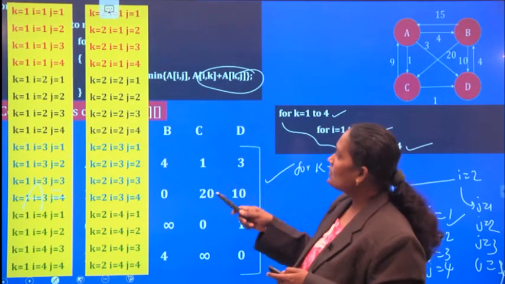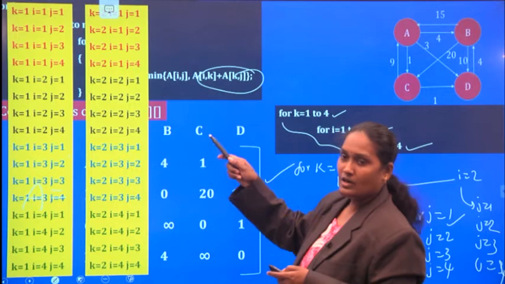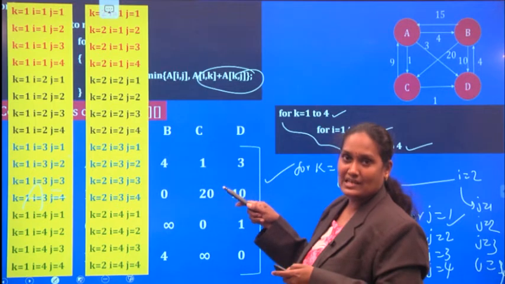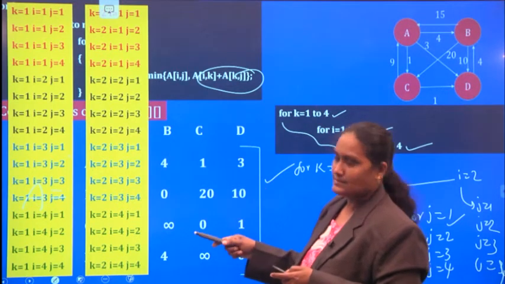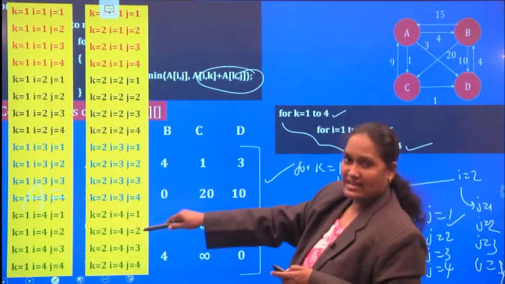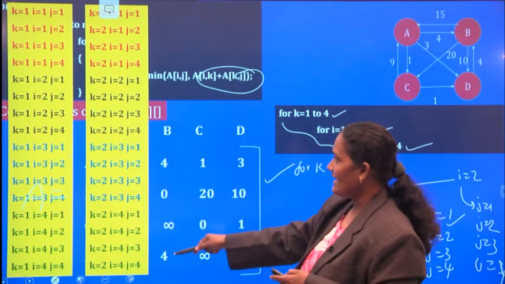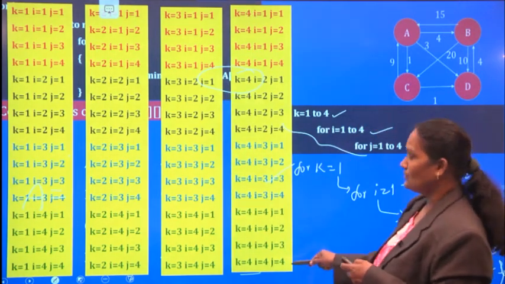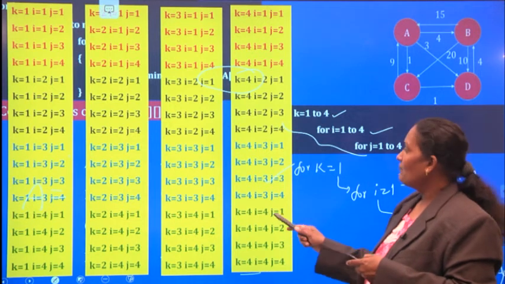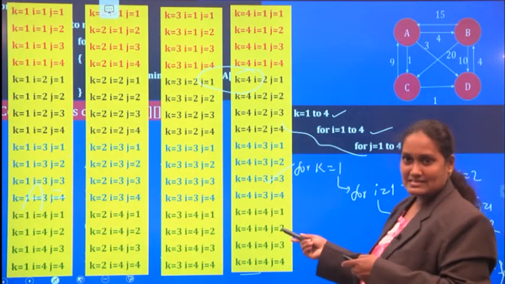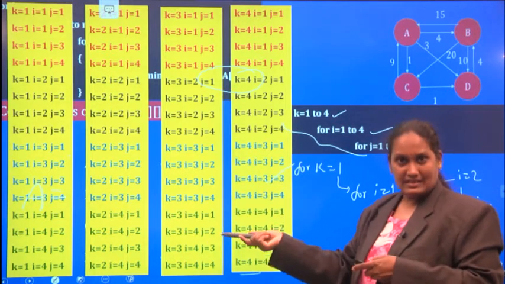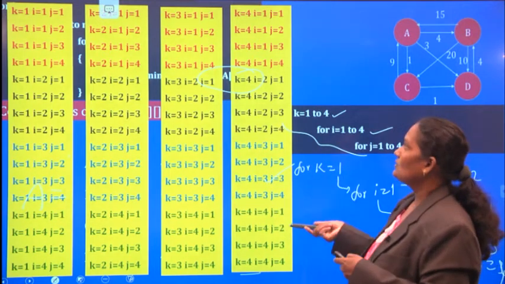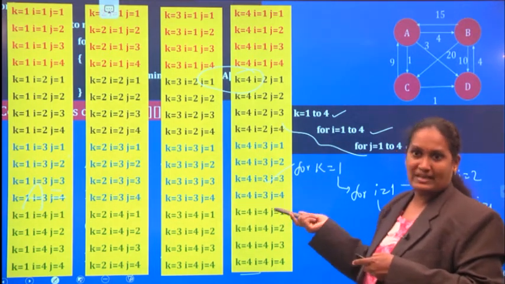Again it starts. So for each k value, how many conditions are we obtaining? We are obtaining 16 conditions. For each k value we are getting 16 cases. For k is equal to 1 we have 16 cases, for k is equal to 2 we have 16 cases, for k is equal to 3 we have 16 cases, and for k is equal to 4 also we have 16 cases. By analyzing all these cases, we can update the matrix A with the shortest path matrix. Now let us see how to analyze all these 64 cases.